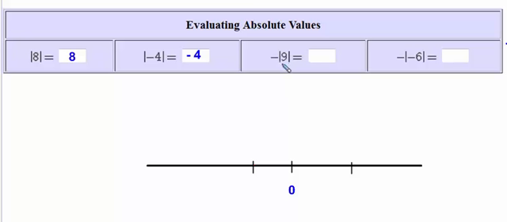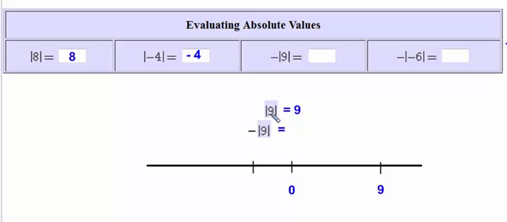Looking at the next number, we have the opposite of the absolute value of 9. So starting with what's inside the absolute values, it's the number 9. 9 is positive, so it would be 9 units to the right of 0. So the absolute value of 9 would be 9, because 9 is 9 units from 0. But our problem wasn't the absolute value of 9. Our problem was the opposite of the absolute value of 9.